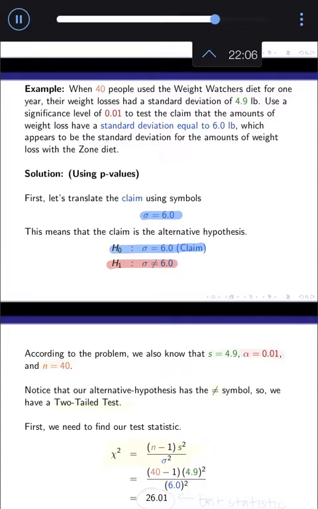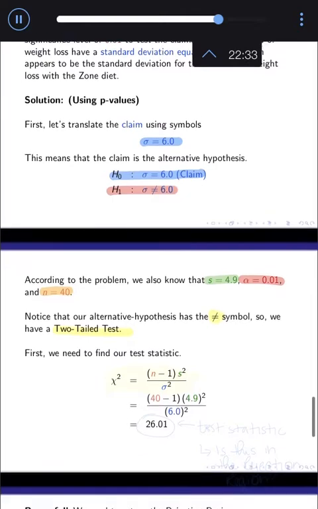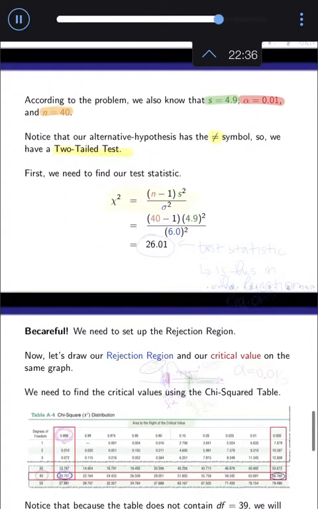We'd still start the same way. We'd list out any information given to us, which was the sample standard deviation of 4.9. They also gave us a level of significance alpha of 0.01 and a sample size of 40. And again, we already said that it's going to be a two-tailed test because of the not equal to in the H1. You'd still find your test statistic using the same exact formula, the n minus 1 times s squared over sigma squared, and you'd get the same value for your test statistic, the 26.01.